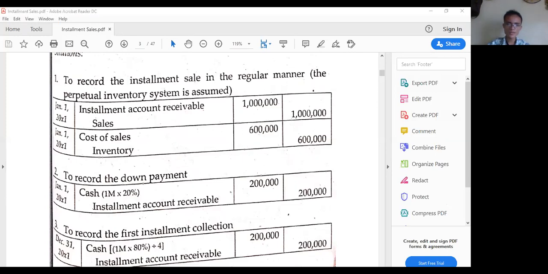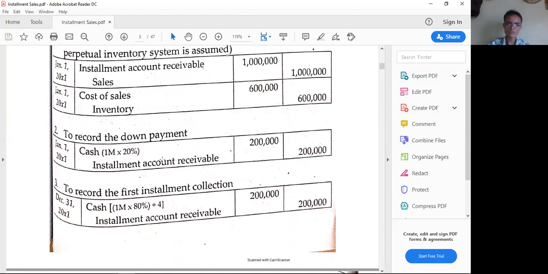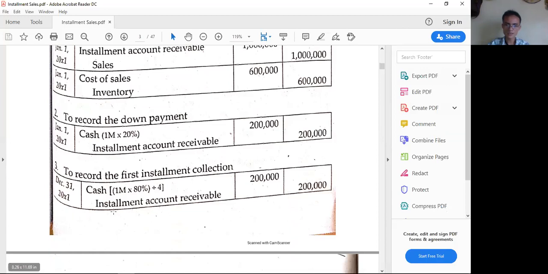The second one is on the down payment. For down payment, that's going to be cash receivable. So when we make payment, we transfer cash, but here we are on the part of the seller. This is installment sales, and that is the reason that we will debit cash and credit installment sales.